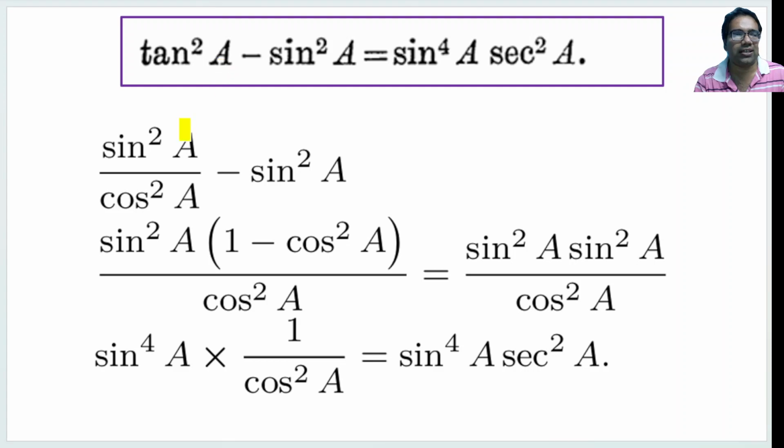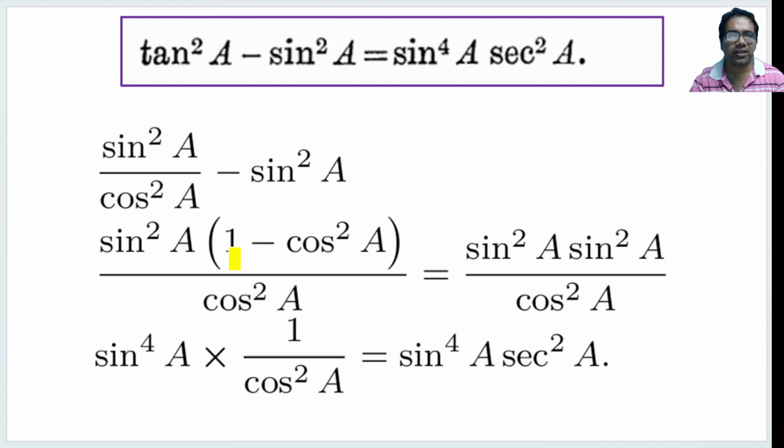The tan square A, we can write it as sin square A by cos square A minus sin square A, right? So, this we can write it as sin square A minus sin square A cos square A by cos square A, right? Then we can take sin square A common. This becomes sin square A times 1 minus cos square A. Right. We are first multiplying sin square A and cos square A and making the common denominator cos square A. After that, taking sin square A common. Sin square A into 1 minus cos square A.